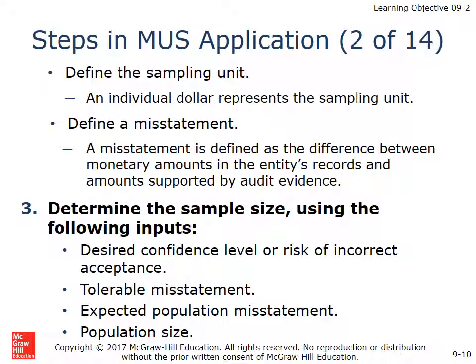Define the sampling unit. An individual dollar represents one sampling unit. And then define a misstatement. A misstatement is defined as the difference between the monetary unit in the records and the amounts you found by auditing.